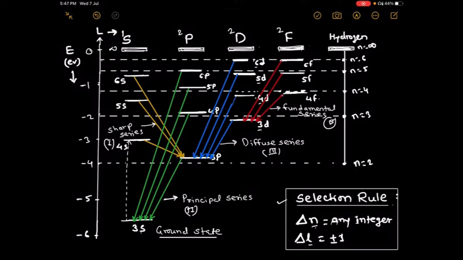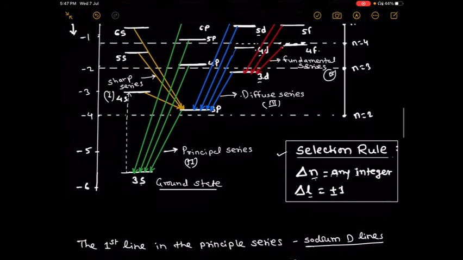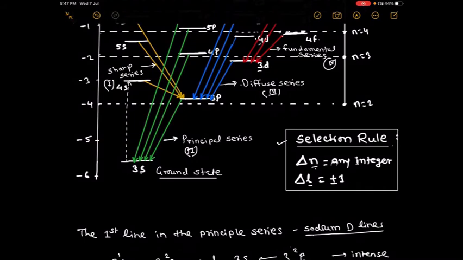Similarly, for the diffuse series, the first line starts from 3D to 3P. Hence the wave number difference for the first line gives the difference between the diffuse series limit 3D and the principal series limit 3P. All other spectral lines have the same characteristics for other elements.